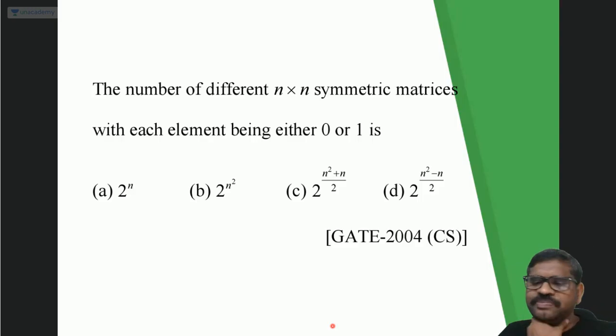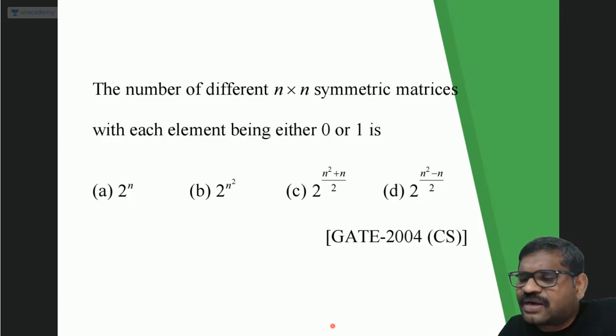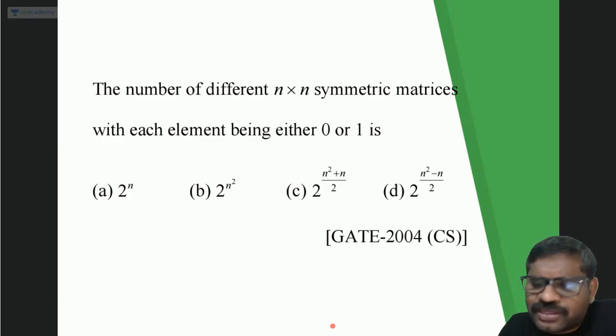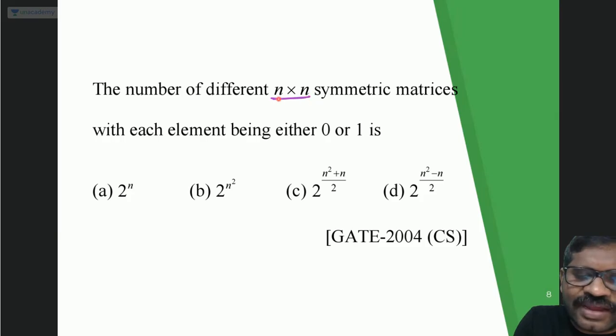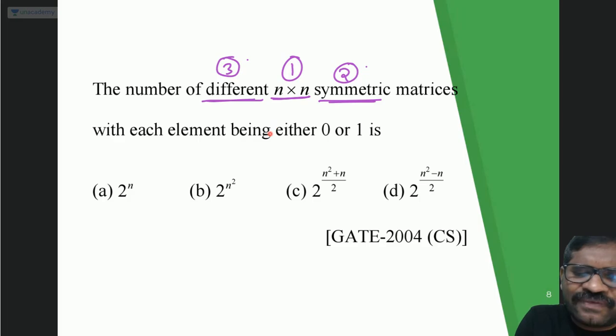Observe this problem. The number of different, if the order is given, then you solve this problem. The number of different n cross n symmetric matrices. Here, n cross n is the first condition, symmetric is the second condition, different is the third condition, every entry being 0 or 1 is the fourth condition.